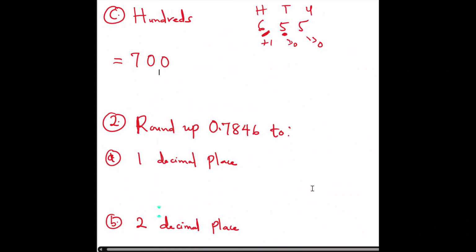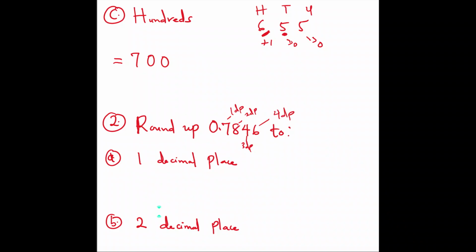So the next one, now we have a decimal point question. It says round up 0.7846 to 1 decimal place. So the decimal places are the numbers at the back of the point. This is 1 decimal place, this is 2 decimal places, this is 3 decimal places, and this is 4 decimal places. Okay, so for 1 decimal place, this is the number we are going to be talking on, 0.7846. So this is the number we are going to be considering, right?